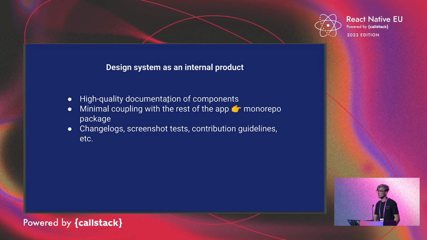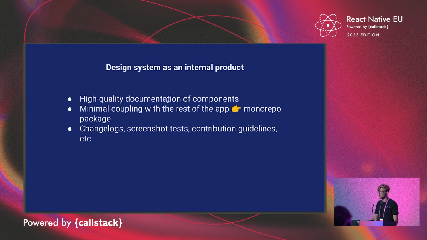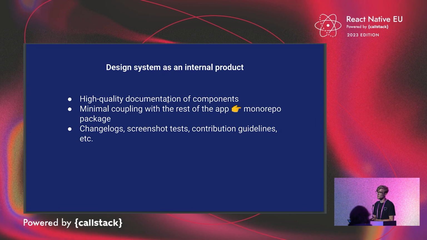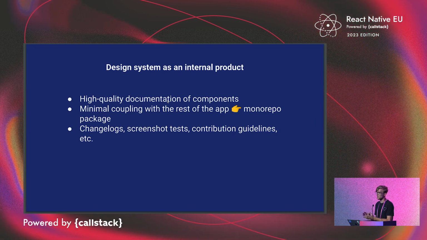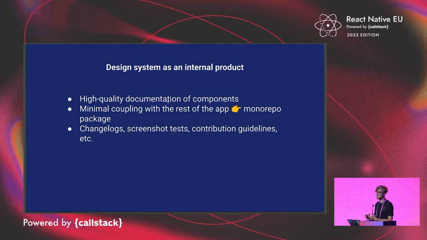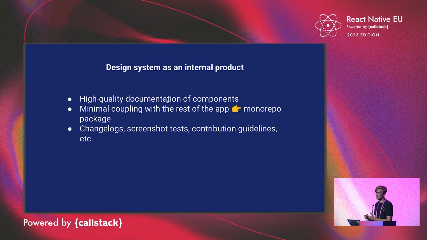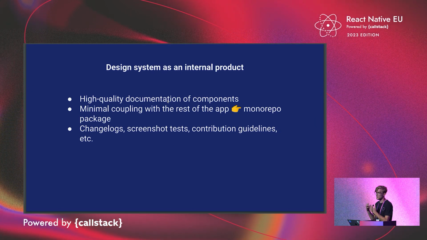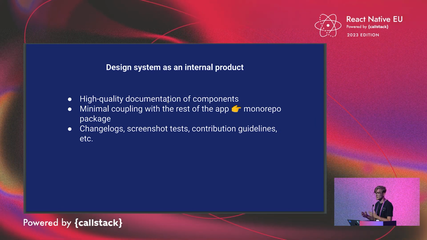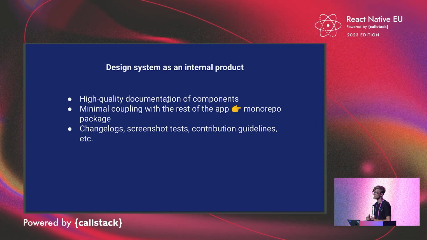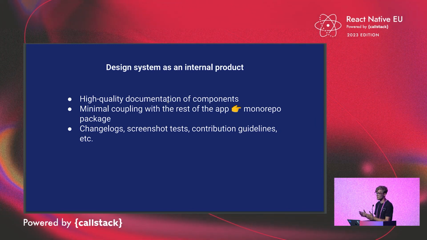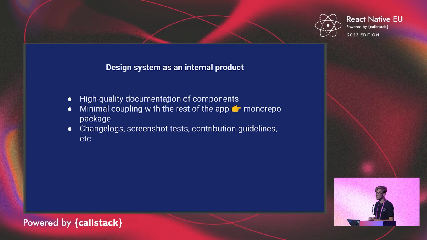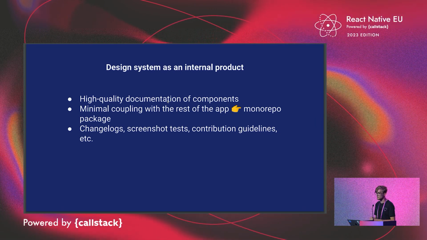We also try to treat our design system as an internal product. That helps with a lot of things. If we treat it as a product, it helps with the maintenance of the design system, since the feature developers can then not necessarily go to the design system team and always ask, how do I use this? Because as an internal product, we have really high quality documentation of components, so they can use that as a source of truth instead of overloading the design system team.